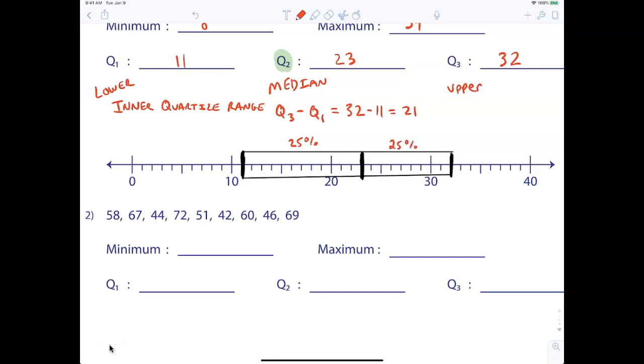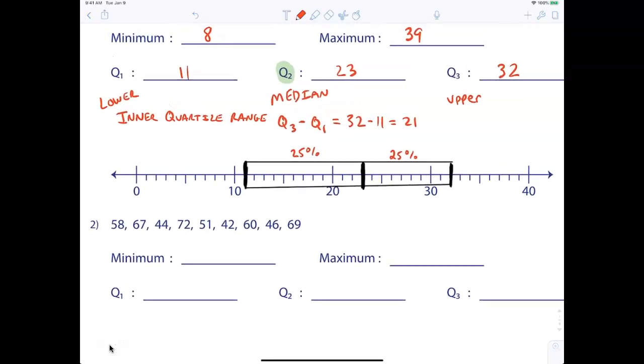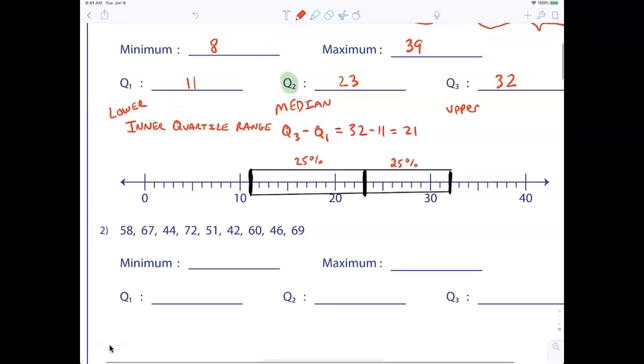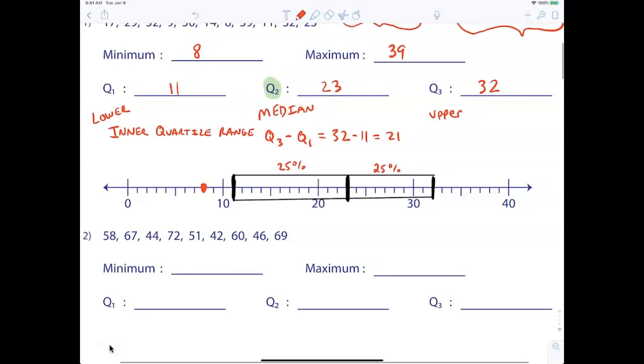25% of the data. Now, what's the lowest number we said? 8. So 10, 9, 8. You're supposed to put a dot at the lowest, and you're supposed to put a dot at the highest. And the highest was what? So I put a dot there.